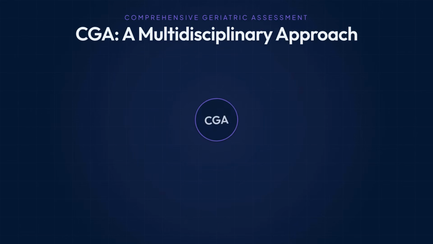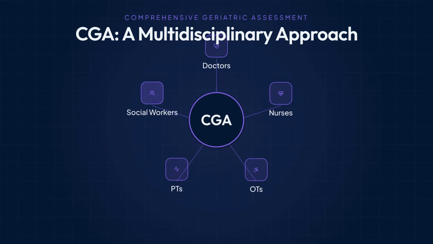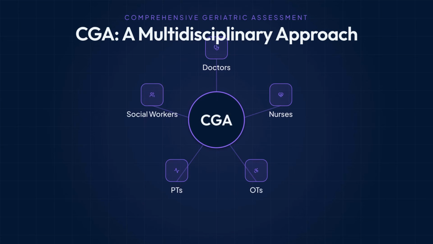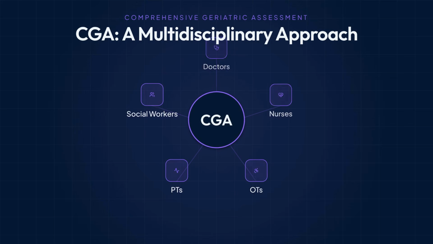Screening with the CFS is just the beginning. For a truly effective management plan, we need a comprehensive geriatric assessment, or CGA. This is the gold standard in older persons care and involves a deep, multidisciplinary dive into the patient's entire life. The CGA is a multidimensional diagnostic process. A team of experts works together to evaluate the patient's medical, functional, psychological, and social needs. The goal is to identify every treatable issue and create a unified, personalized care plan that works.